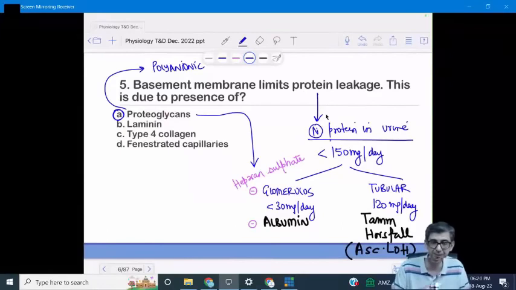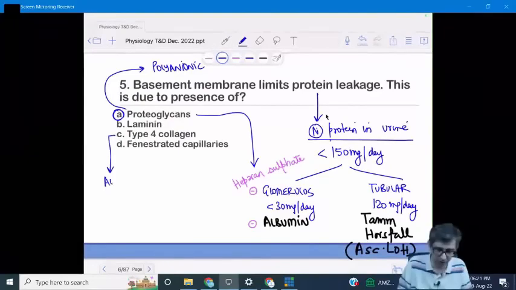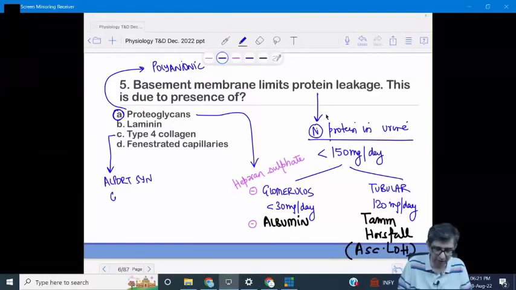We do have type 4 collagen, but usually with respect to type 4 collagen, they'll ask regarding Alport syndrome, the details of which have already been discussed in our earlier discussions, where we have lenticonus and also sensorineural hearing loss.